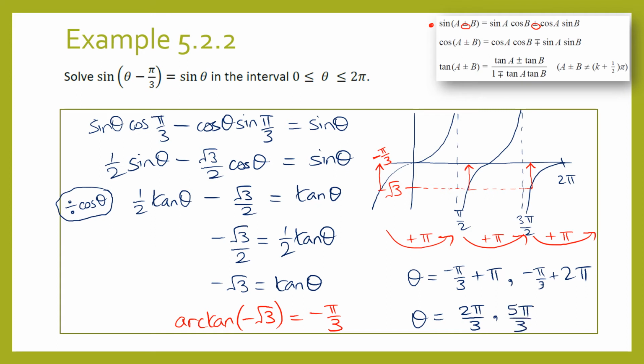You can always check if those answers are correct by substituting them back into the original equation, making sure your calculator is in degrees. No, not degrees, radians of course. Make sure it's in radians, and if you get the same number on both sides of the equation, then you know these two angles are correct.